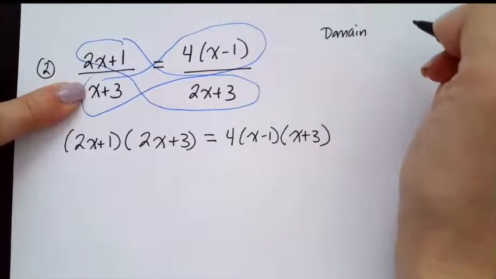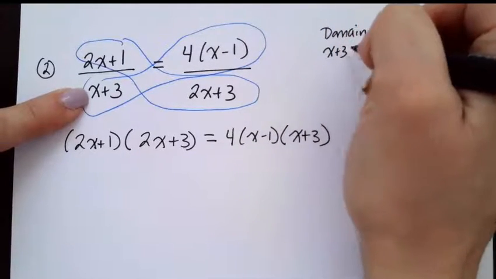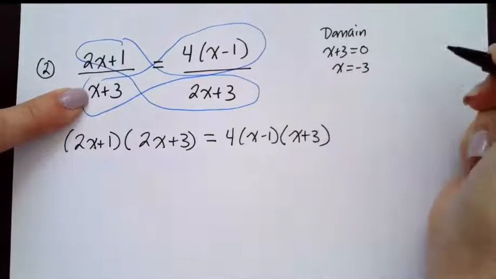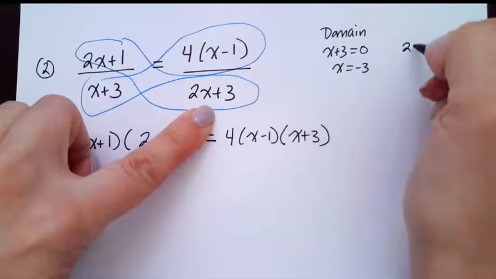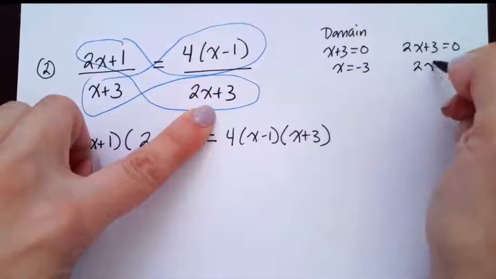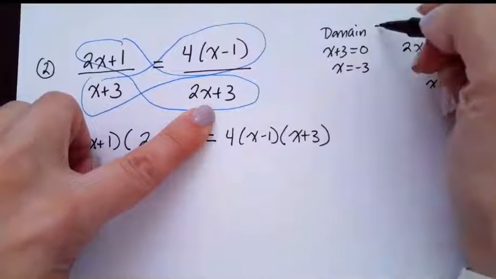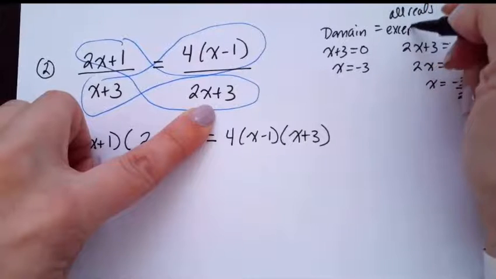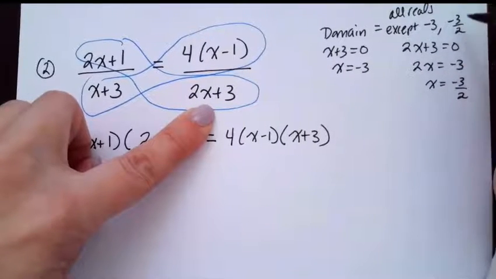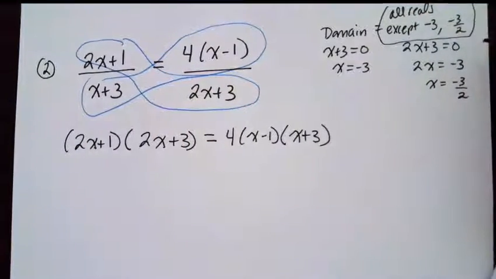So the domain would be all reals except for the values that make these two denominators 0. The first denominator, x plus 3, is 0 when x is equal to -3. So -3 is out. The second denominator here, 2x plus 3 equals 0. That means that 2x would be equal to -3, and x would be equal to -3 halves. So my domain is all reals except -3 and -3 halves. These are the values that we want to be aware of. If we get -3 as the solution or -3 halves as a solution, then we know that value is no good and we'll throw it out.